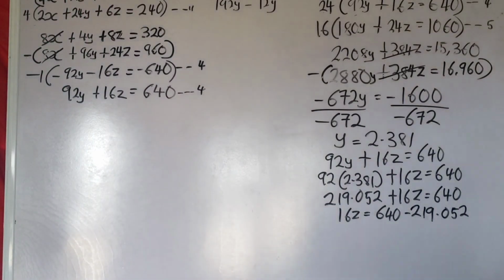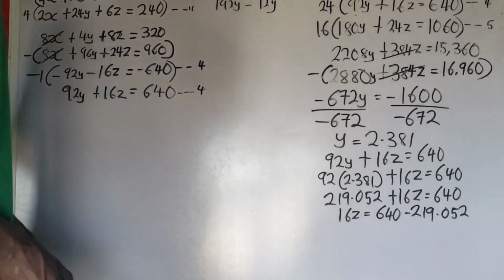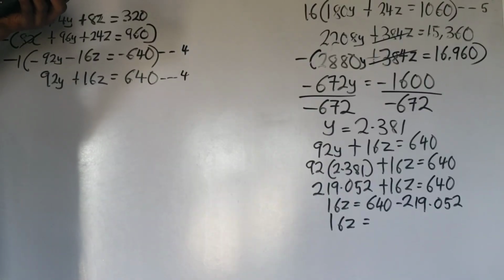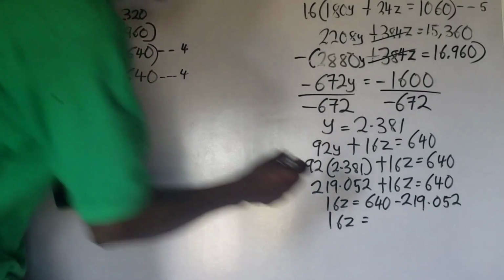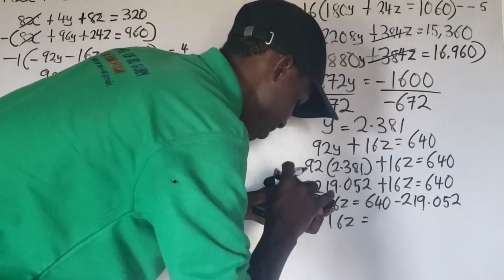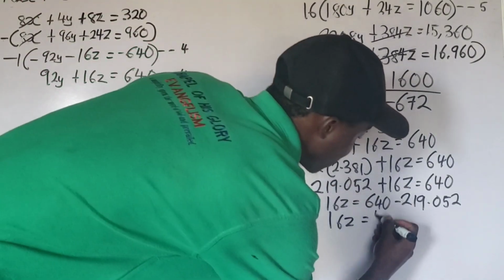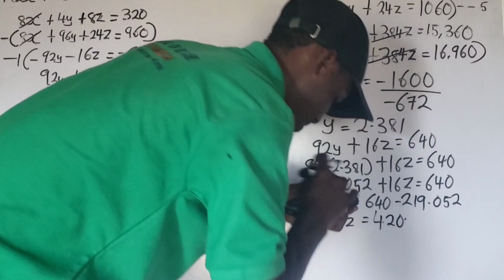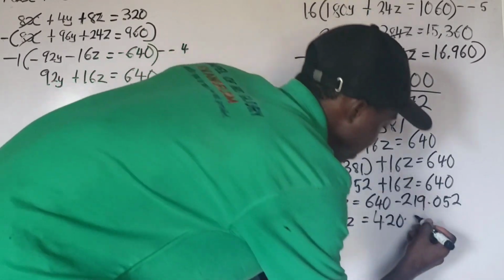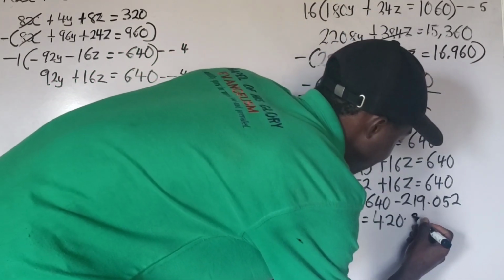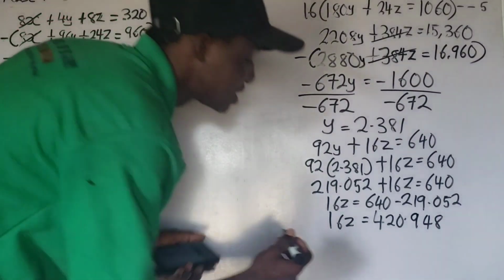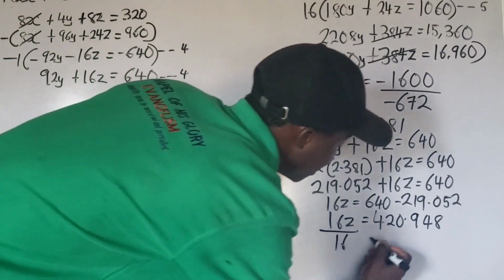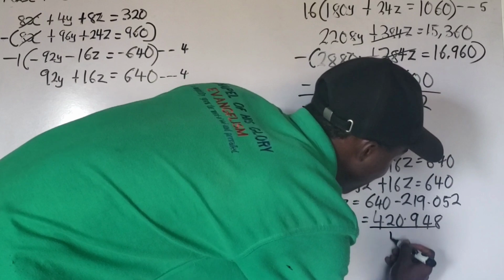If you didn't understand, rewind the video and listen to the explanation again. Now, 640 minus 219.052 will be 420.948. Let me check it. 420.948. Now the next step is to divide both sides by 16. So I'm going to have this over 16 and this over 16.